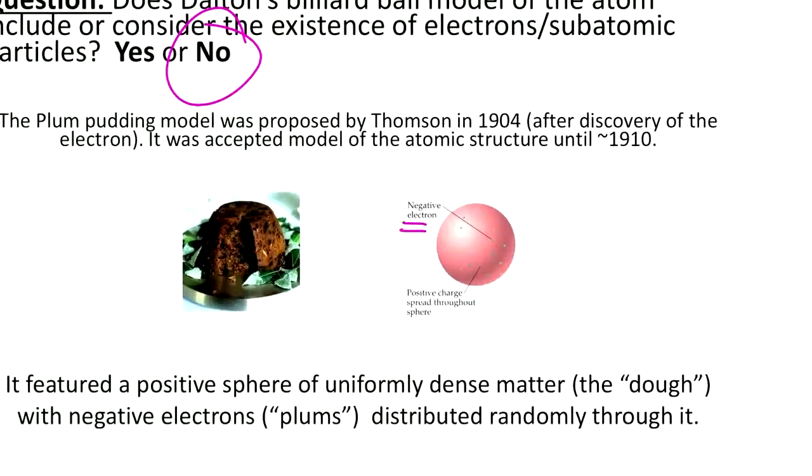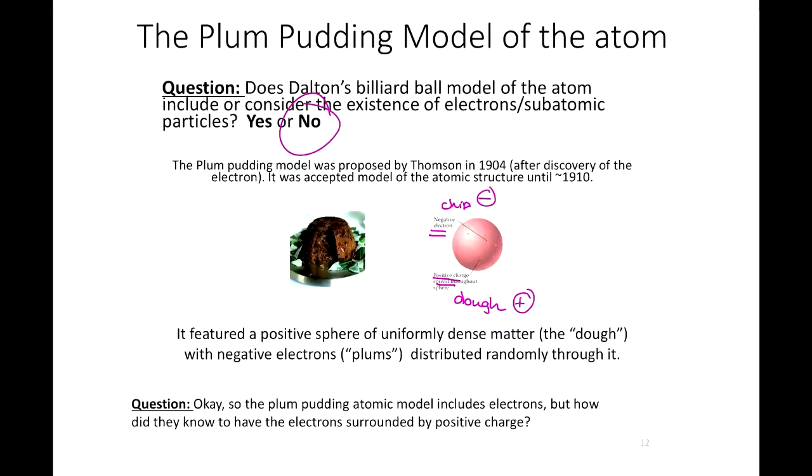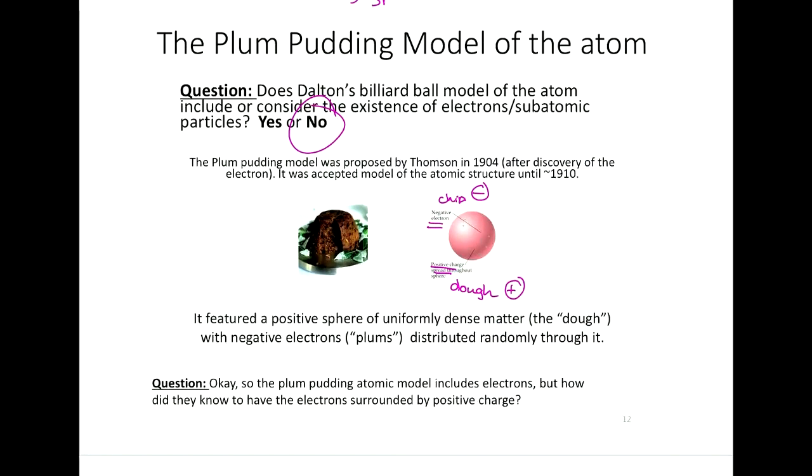We've got the negatively charged electrons, the chips, and what you see is the positive charge spread throughout. This is like our dough, and that's positive. That positive dough needs to be there in order for the whole thing to be charge neutral. That's a small detail: once we've discovered electrons, in order for everything to stay charge neutral as an atom should be, we need to have something positive that's present.